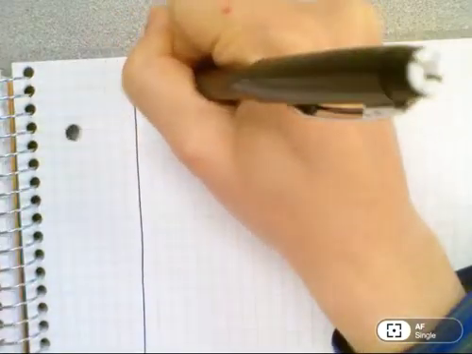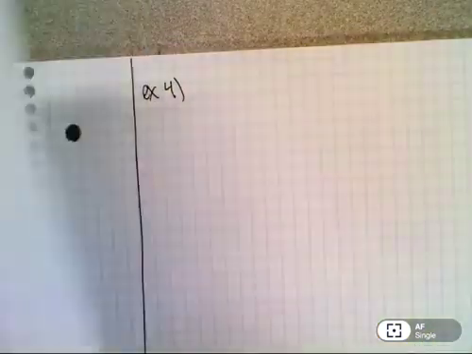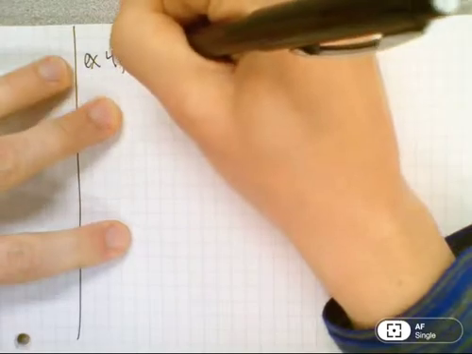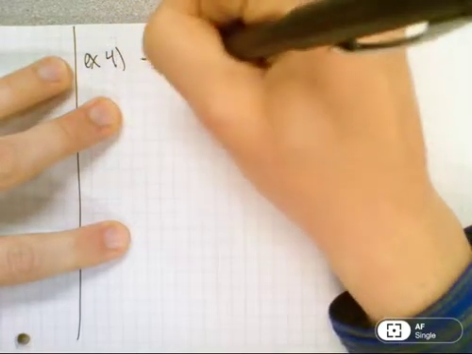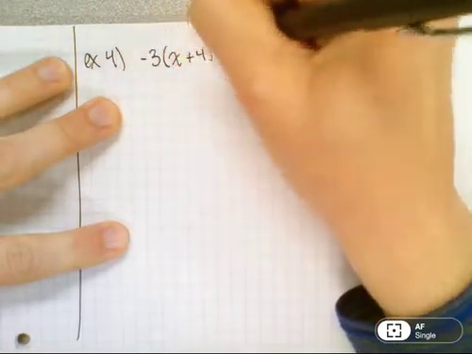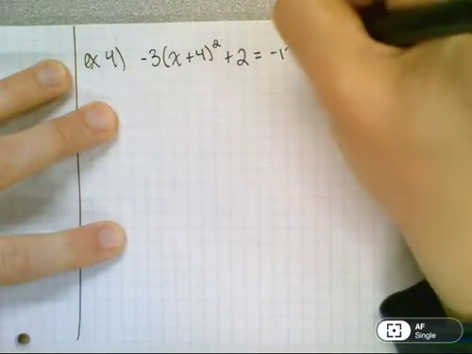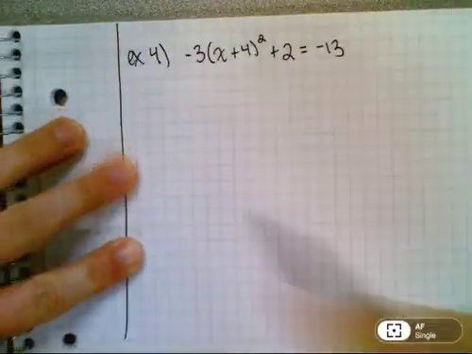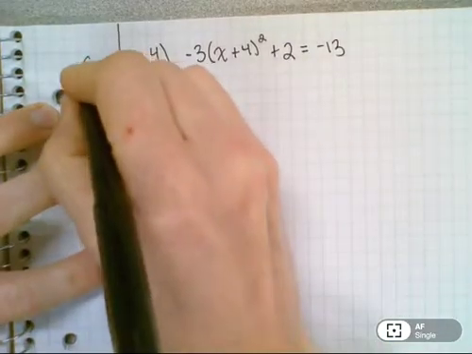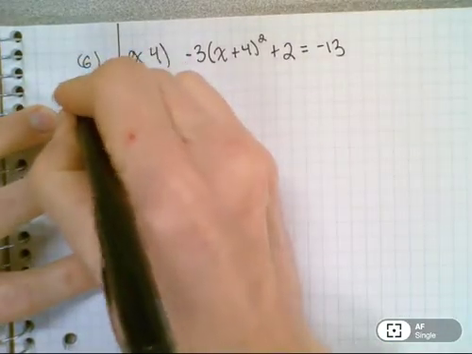This will be example, what are we on, 4, I think? Yeah. All right. I'm just going to throw the hardest one at you that I can imagine. We'll see how we do. So negative 3 times the quantity x plus 4 squared plus 2 equals negative 13. And I'm going to rewrite the order of operations again so we have it to look at.